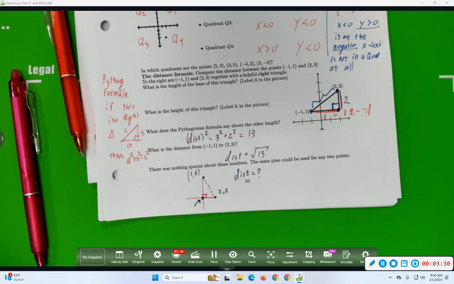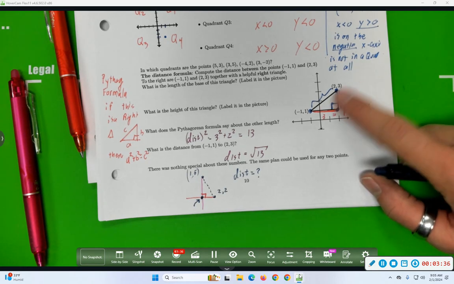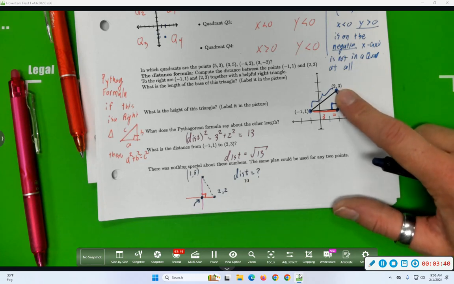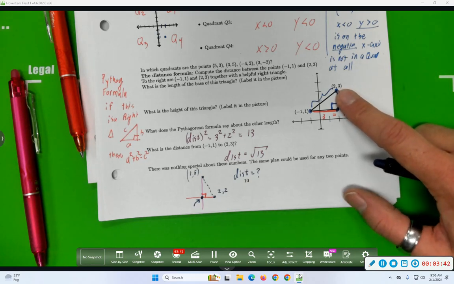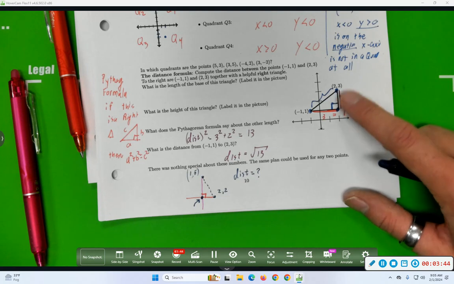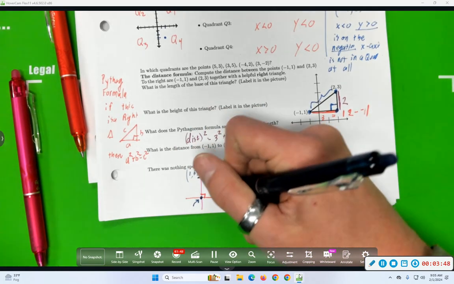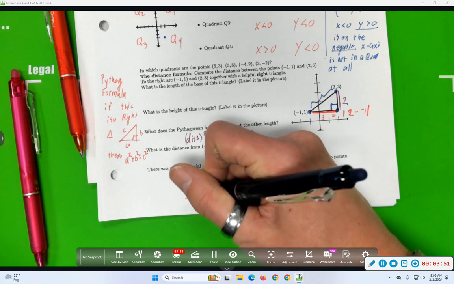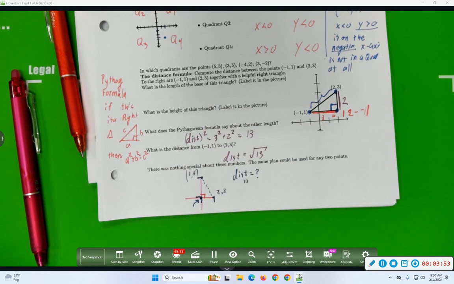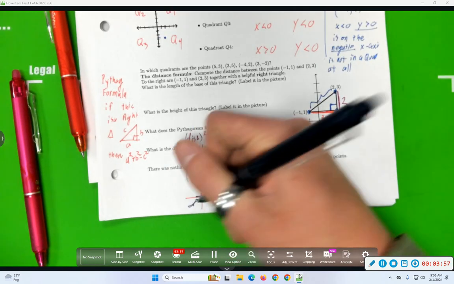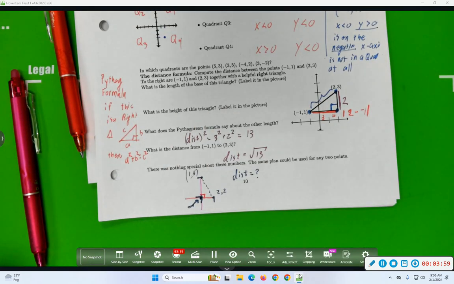Let's follow the algorithm that we got at the end of class last time. What did we do last time? We said, if you want to measure the distance between these two points, let's build a right triangle and use the Pythagorean formula. So build this right triangle, and let's determine the lengths of the sides. To do that, let's locate this point where the right angle is.